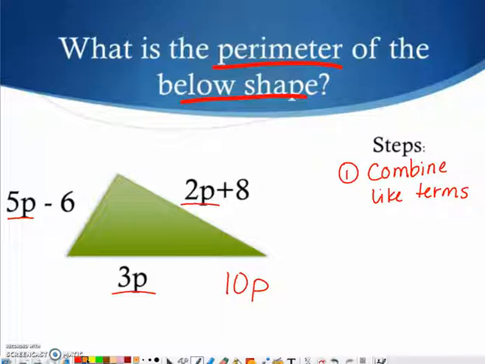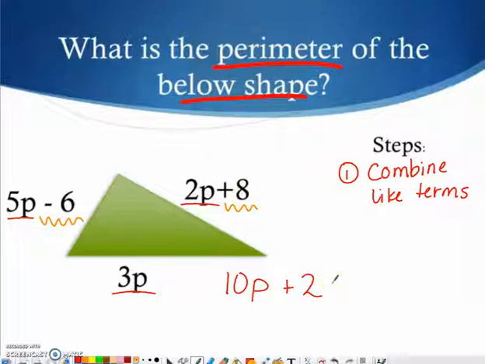And then I have these guys. I have my constants, my numbers by themselves. So this is minus 6, and this is plus 8. So I just need to combine those. So either in your head or in your calculator, what is negative 6 plus 8? Well, it's a positive 2. So we put plus 2.